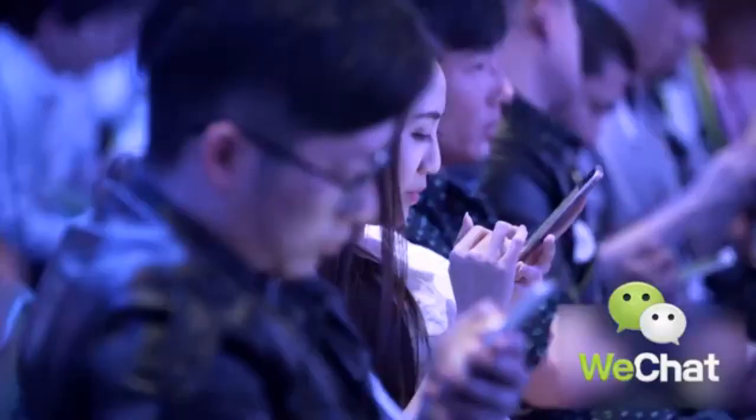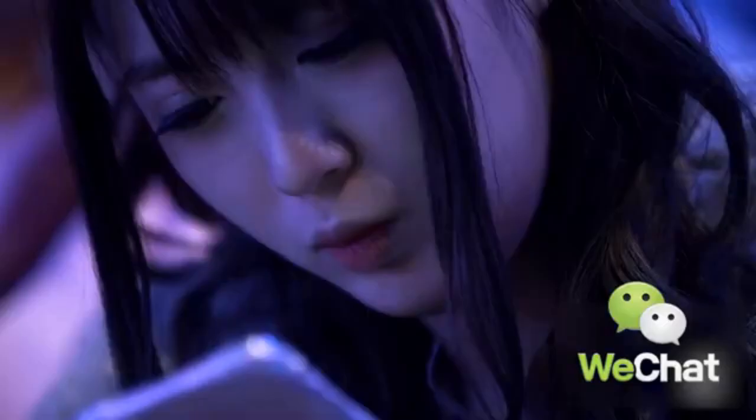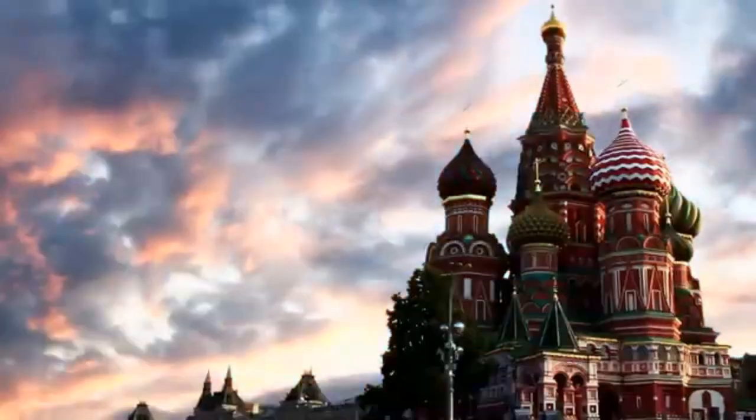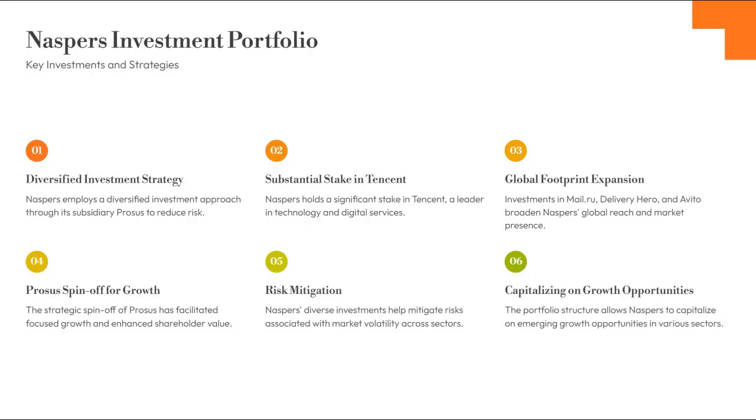Prosus spin-off for growth: the strategic spin-off of Prosus facilitated focused growth and enhanced shareholder value. Risk mitigation: Naspers' diverse investments help mitigate risks associated with market volatility across sectors. Capitalizing on growth opportunities: the portfolio structure allows Naspers to capitalize on emerging growth opportunities in various sectors.